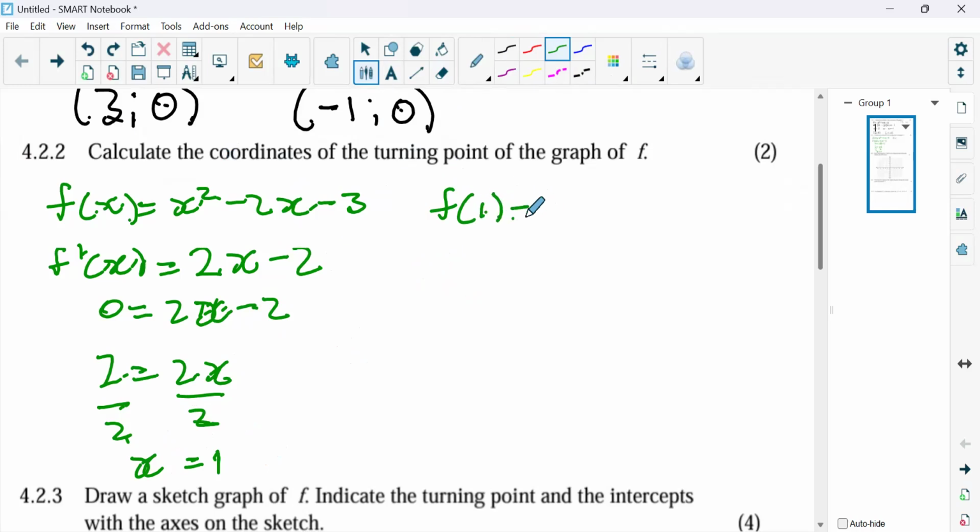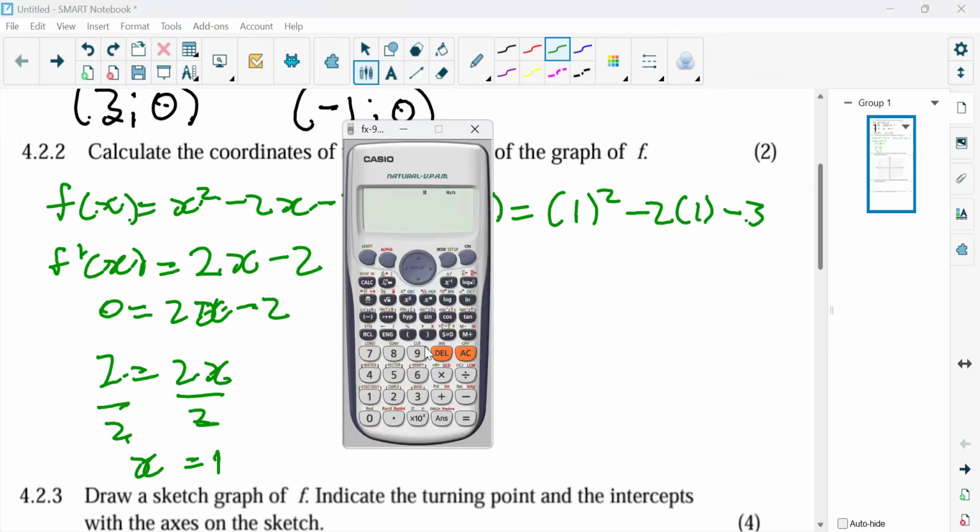Which is going to be equal to (1)² minus 2(1) minus 3. If you are not comfortable, you can try to do this: 1 squared gives you 1 again. Then minus 2 multiplied by 1 gives you minus 2. And then we have minus 3. Now you can add this up. You can clearly see that you have minus 2, which goes with minus 3. It gives you minus 5.